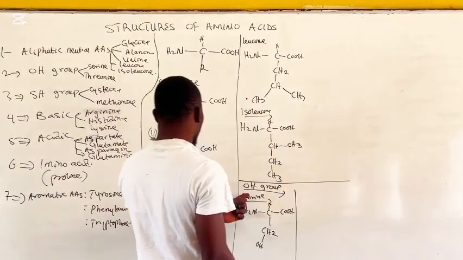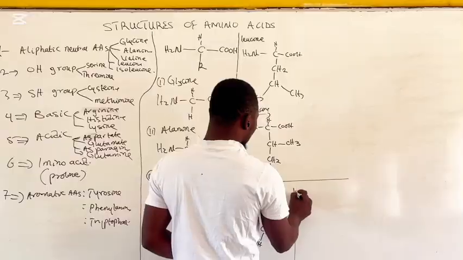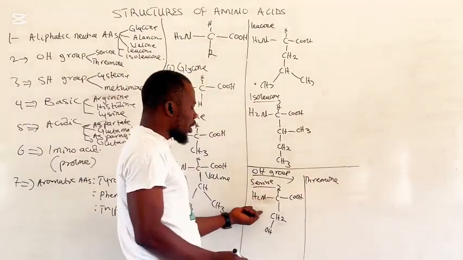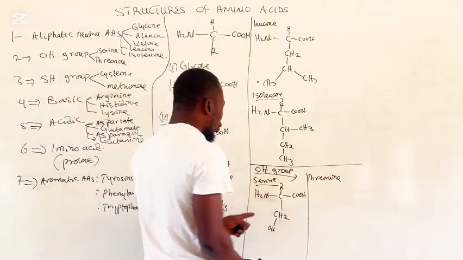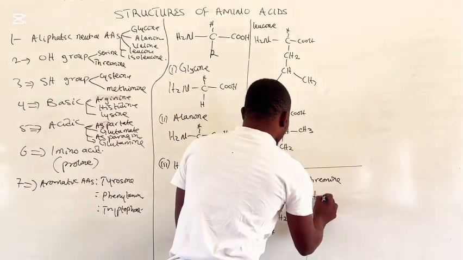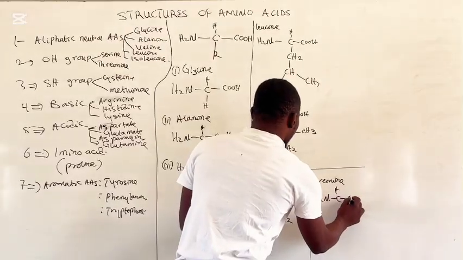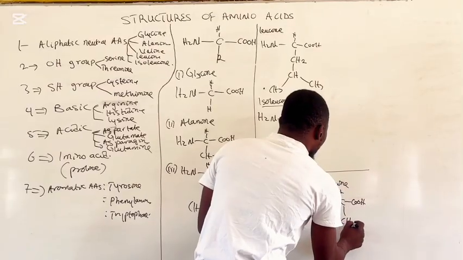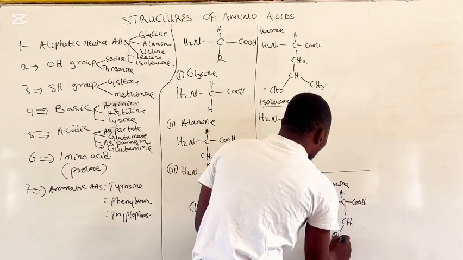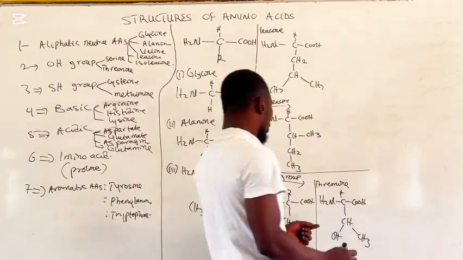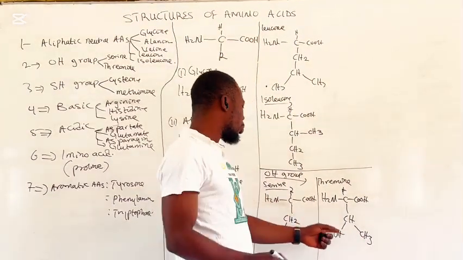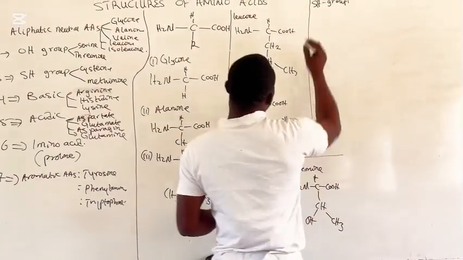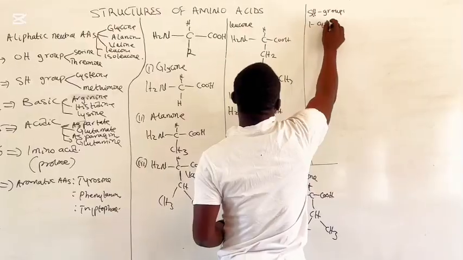The next one that has an OH group is threonine. The structure of threonine is similar to that of serine. It's just that it has an additional methyl group. So threonine will have CH, OH and CH3. You just have the addition of a methyl group. That is the difference between serine and threonine. The next group, amino acids that contain an SH group, the first one is cysteine.